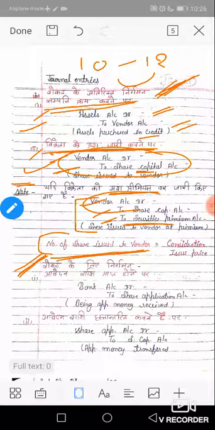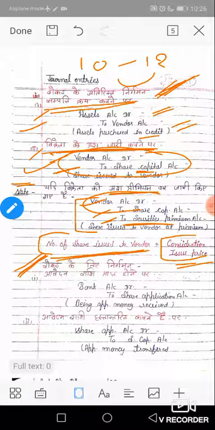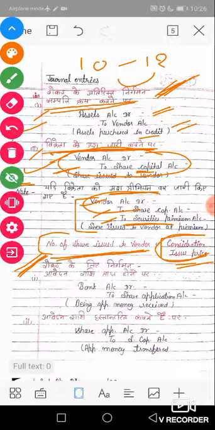Now here is a calculation: number of shares issued to the vendor. If the number of shares issued to the vendor is not given in our numerical, then first of all we will calculate it. The formula is consideration upon issue price. Consideration means the value of assets purchased by us from the vendor. These entries are made when assets are purchased and shares are issued in consideration of assets.